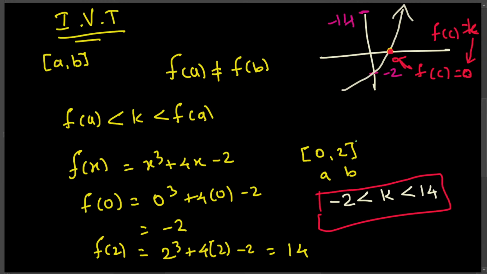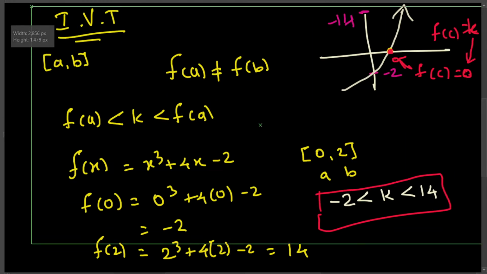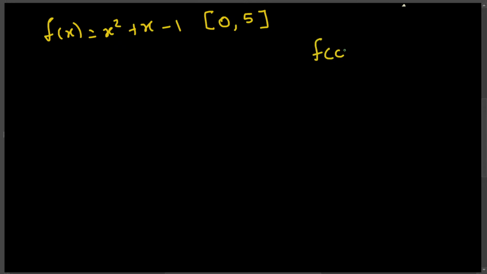Okay, now let's look at another example. I'm going to go ahead and erase everything. Okay, let's say we have a question given like this: f of x is equal to x squared plus x minus 1, and they have given 2 points, 0 and 5. Also here, a little bit different, they are asking us to prove that f of c equals 11 exists within this.